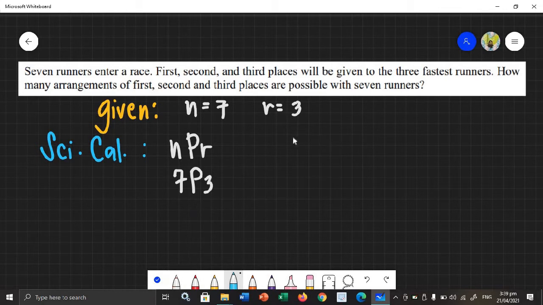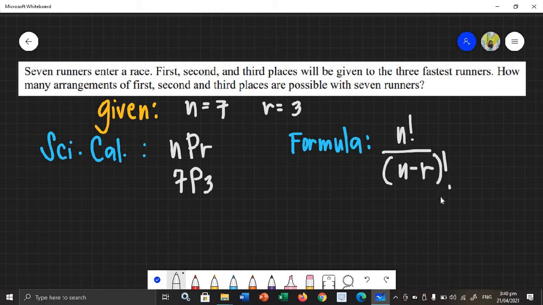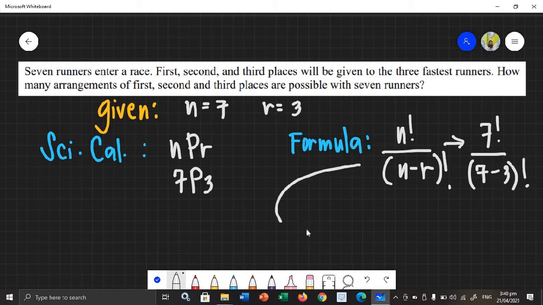Pero let's try to solve this using the formula. Ang formula natin is n factorial over quantity n minus r factorial. Okay? So, substitute natin. N mo is 7 factorial all over quantity 7 minus 3 factorial. So, continue ko yung solution dito. 7 factorial over 7 minus 3 is 4 factorial.